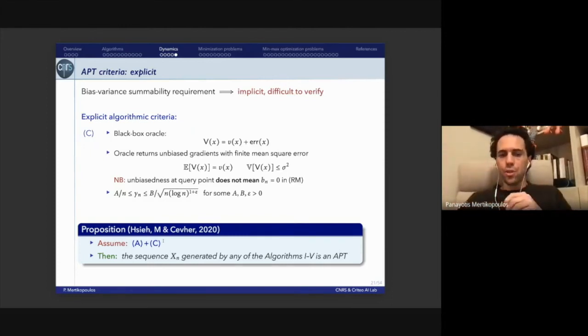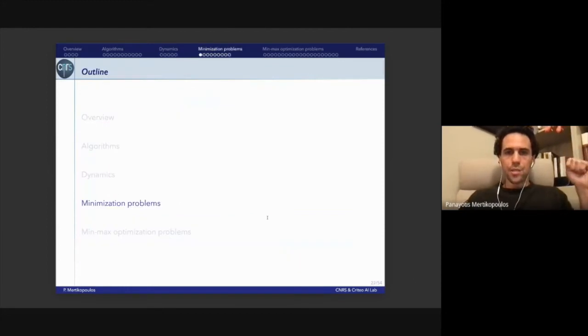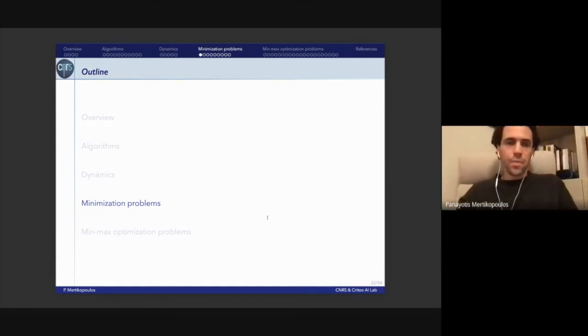Anyway, under these explicit assumptions, so under the A-type conditions that concern the primitives of the game and these C-type conditions, what you have is that any sequence generated by any of these algorithms that I presented in the beginning, algorithms 1 through 5, is an APT of the mean dynamics. Okay, so as far as Florian's question is concerned, this is very bad news because it means that two things behave the same way, whereas they shouldn't.